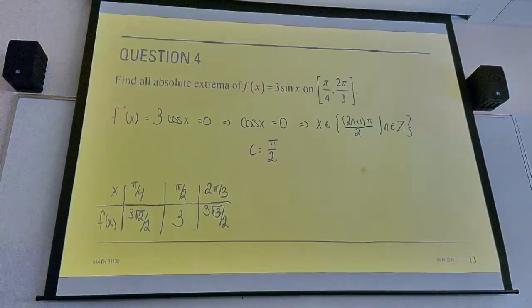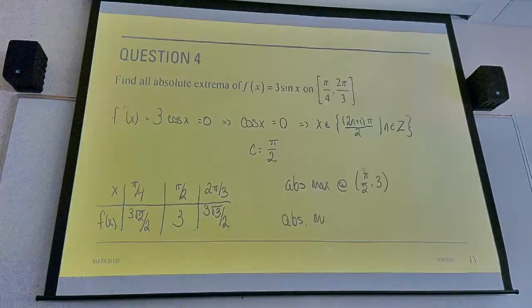Of those values, what's the largest? And you shouldn't need a calculator for this. 3. 3 is the largest. What is the smallest? 3 times the square root of 2 over 2. Yeah.